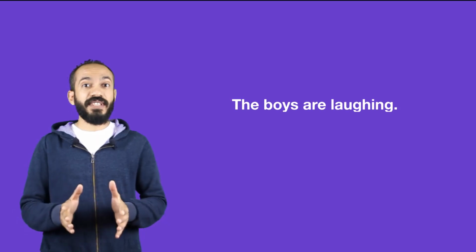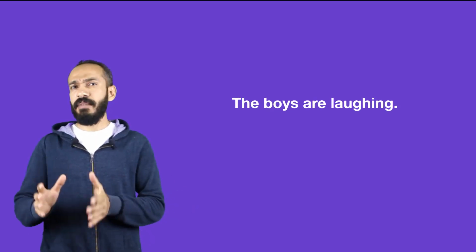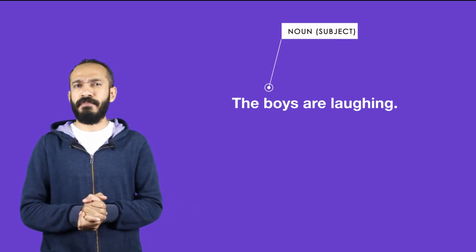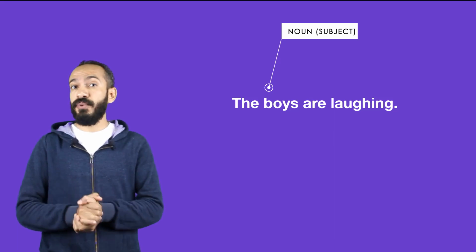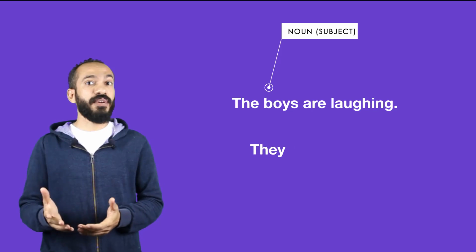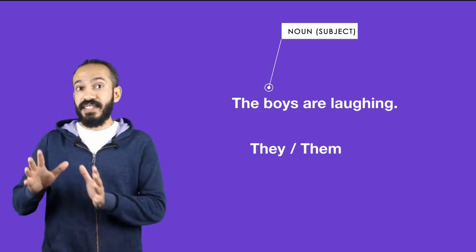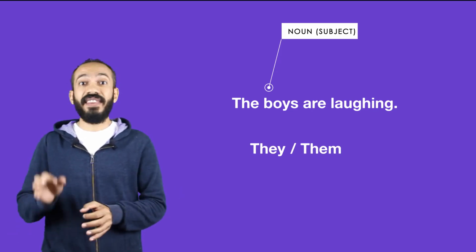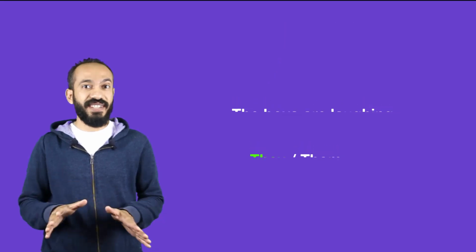That's right. Second example. The boys are laughing. The subject here is the boys. Alright. Boys is a plural noun. What would you use to replace a plural noun? They or them. But since the boys are the subject of the sentence, then they is the clear choice here.